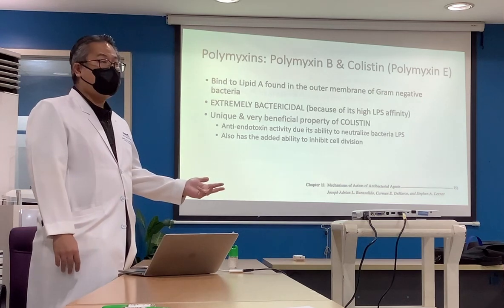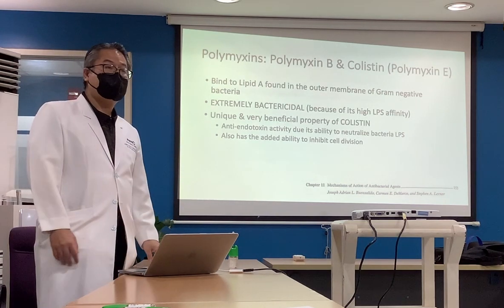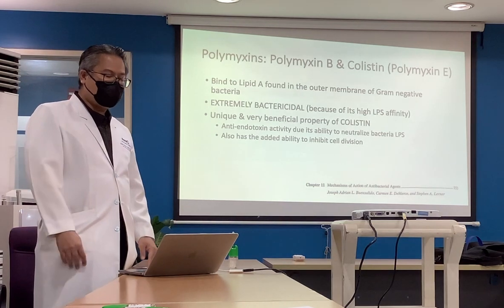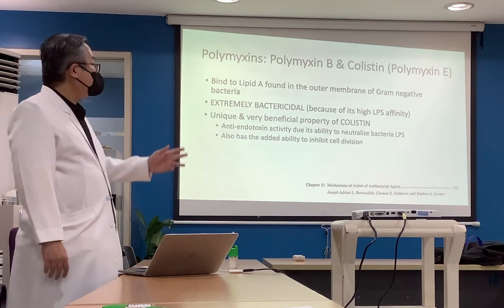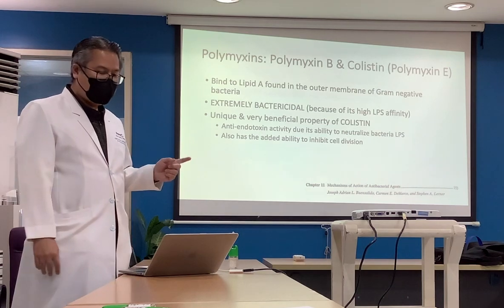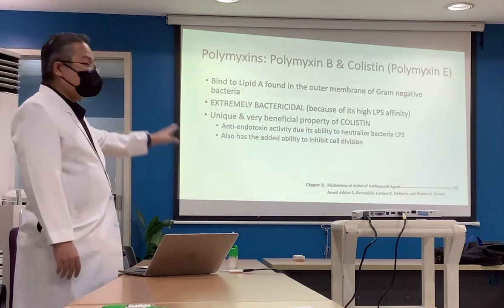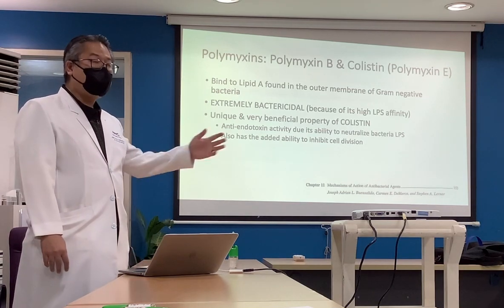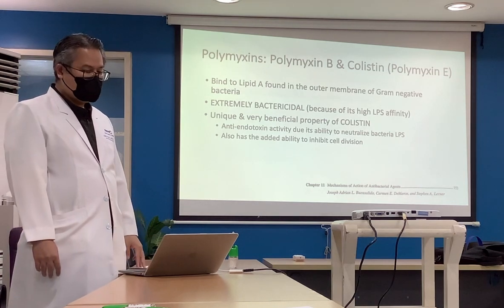Polymyxin B is one, and polymyxin E is equivalent to colistin. Okay, so you have to remember that it's called polymyxin E. Colistin is polymyxin E. And the polymyxins in general bind to lipid A, found in the outer membrane of the gram-negative bacteria. If Aztreonam was bactericidal, colistin and polymyxin B are extremely bactericidal.